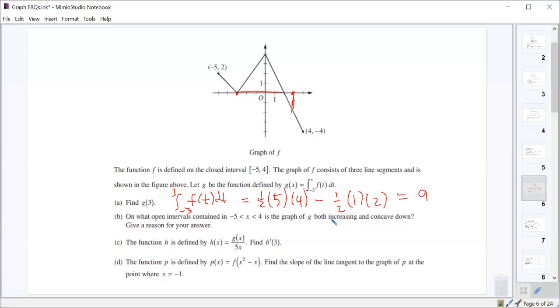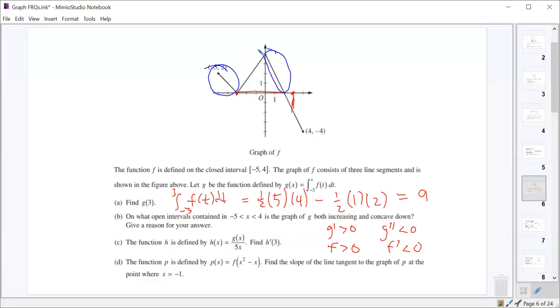All right, part B. When is G increasing and concave down? So increasing if G prime is positive, concave down if G double prime is negative, right? G prime is F. G double prime is F prime. So we want to figure out when is F above the x-axis, but also when is the slope of F negative? So when is F decreasing? So F is above the x-axis, but decreasing.